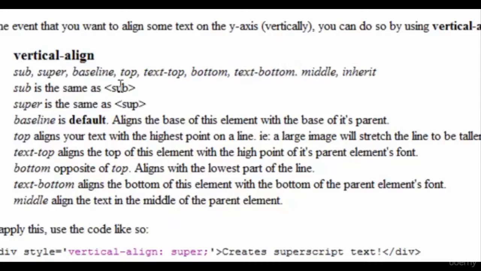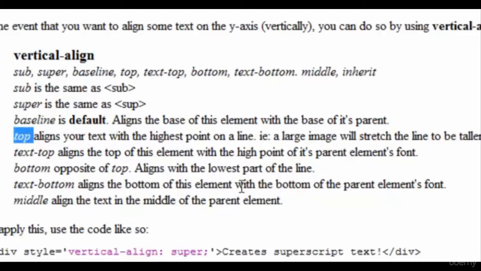So sub is the same as the sub element, subscript. Remember, sub as in submarine, so your text is going to be smaller and a little bit lower. Whereas super is the same as the sup element. Remember, super as in Superman, and Superman flies above all the other text. Baseline is default and aligns the base of the element with the base of its parent. So this allows everything to be aligned on one line.